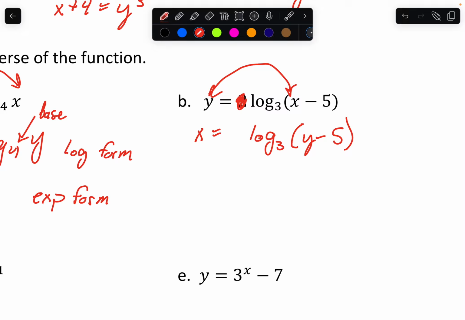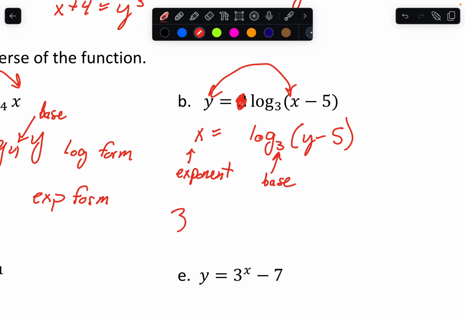Okay, so we're swapping the x and the y. We'll deal with something like that a little bit later down the road. All right, so what we're looking at here is this is my base. Remember, in log form, the exponent is by itself, and this is the value that'll be by itself in exponential form. The y minus 5.